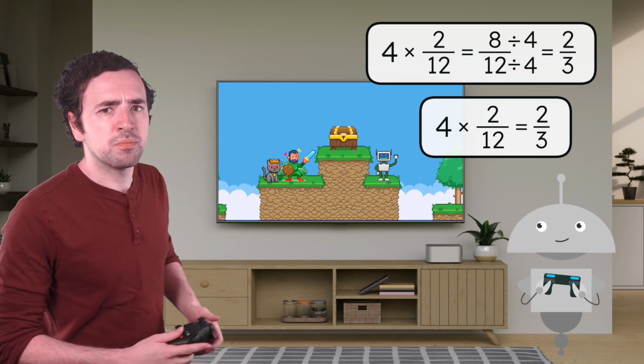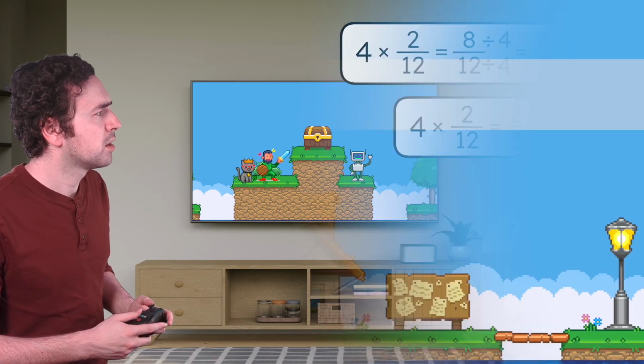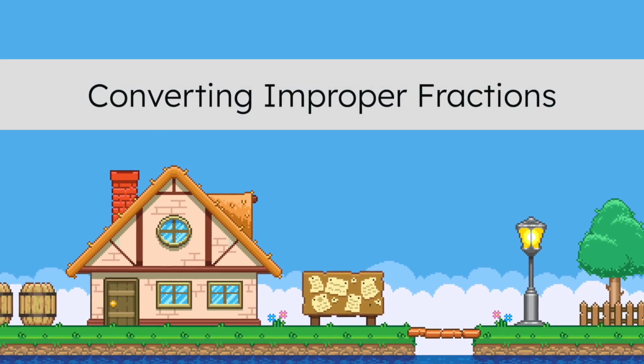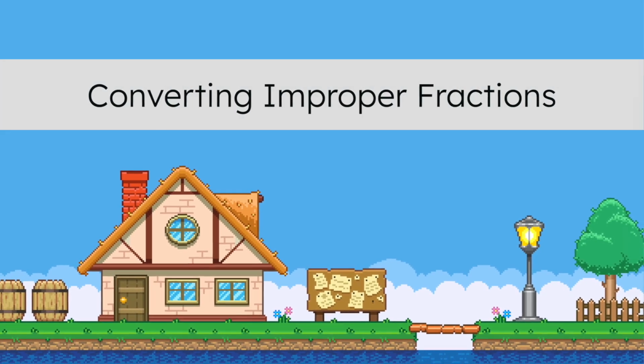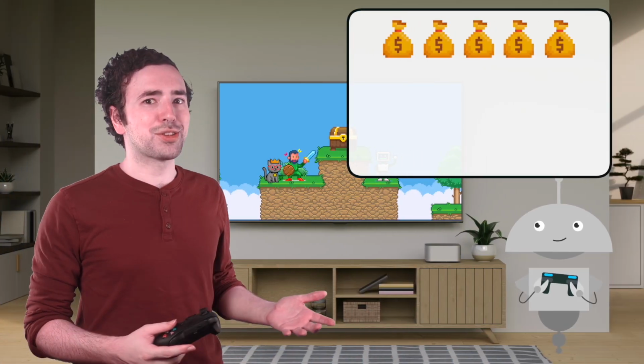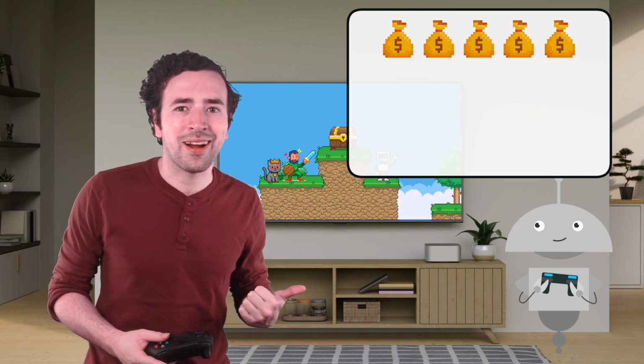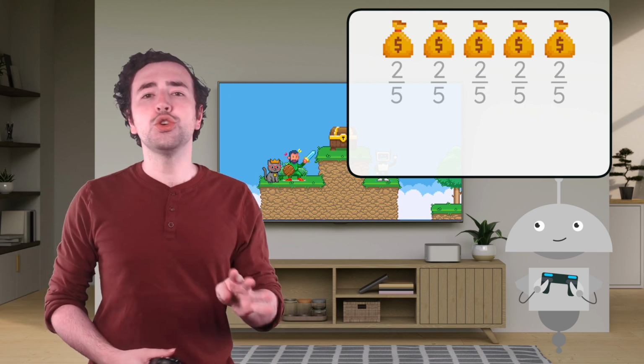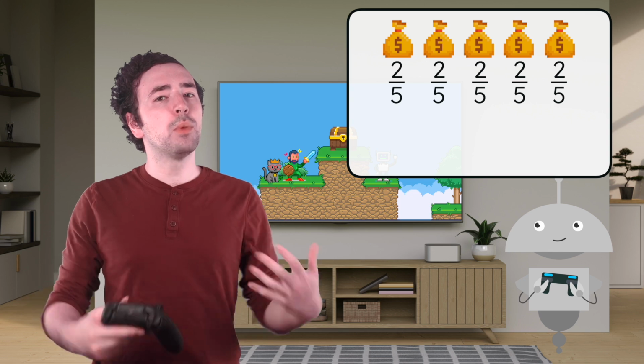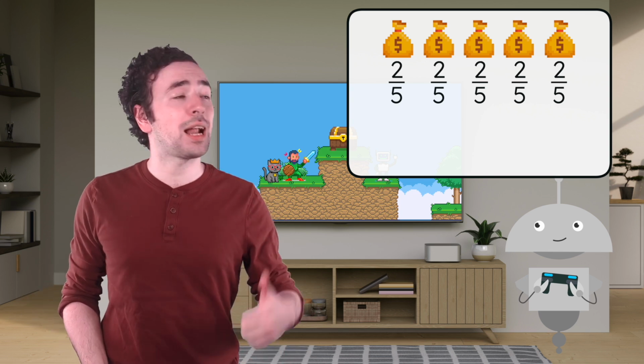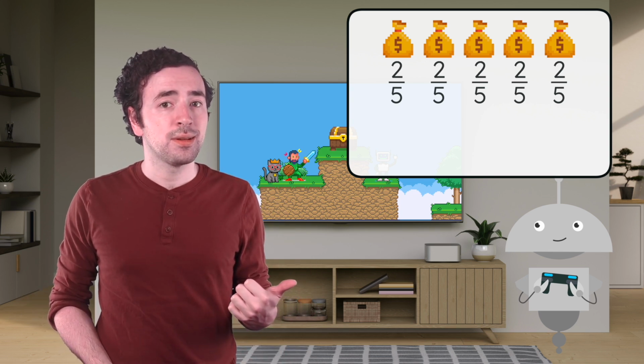Oh, we missed something in the treasure chest? There were also some bags of gold in there. 5 bags, and each is 2/5 full. What multiplication problem could we use to figure out how much gold that is?